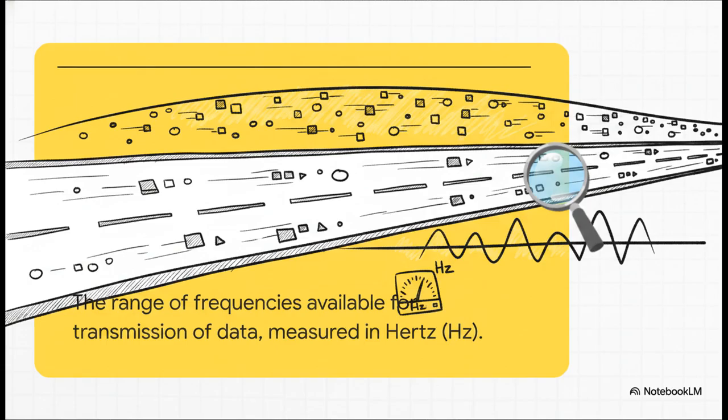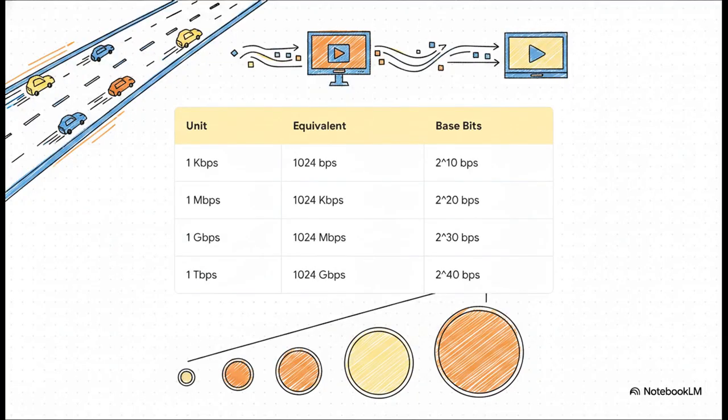We measure this width in hertz, which tells us the range of frequencies available. So, higher bandwidth simply means more lanes for your data to cruise down. Now, if bandwidth is the width of the road, the data transfer rate is the speed and volume of the cars actually driving on it.